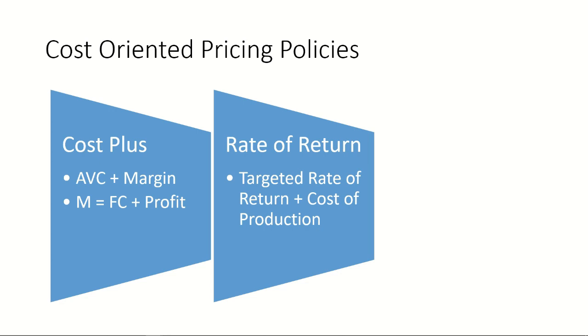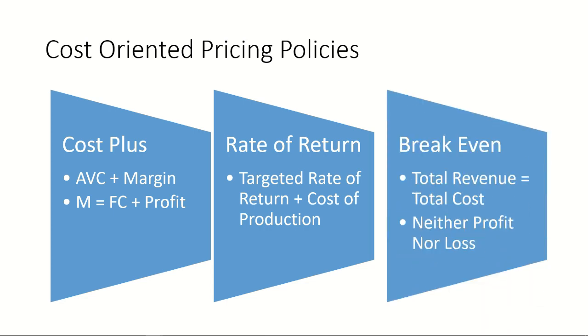And the second method is rate of return method. Rate of return means it is the return that we expect when we invest the capital. So here the price is equal to targeted rate of return plus cost of production. So targeted rate of return plus cost of production is equal to price under the rate of return policy.